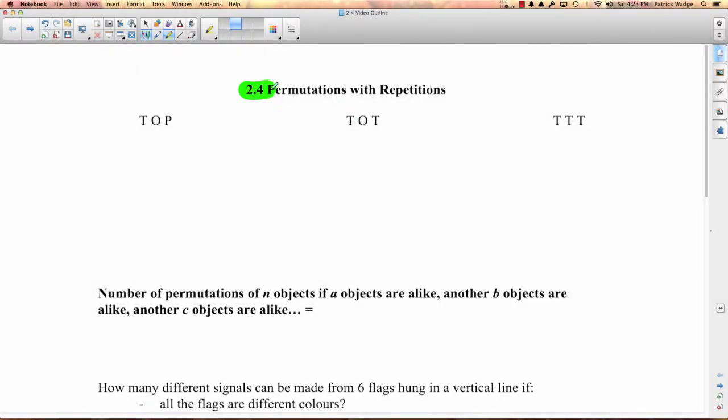Okay, 2.4 is on permutations with repetitions. So I said we'd do this a couple days ago. I made a mistake, and now we're going to actually do it. So let's start by looking at these three situations.